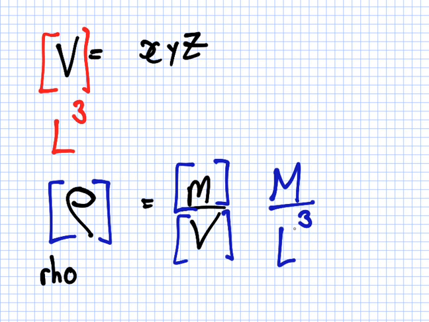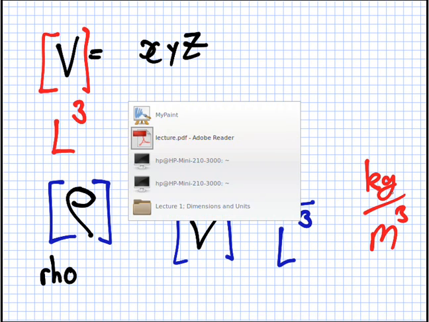By the way, what would the unit be? What's mass? Kilogram, yeah. And length? Meter cubed. So this would be kilograms per meter cubed. That might look familiar to some of you. Is there any more or was that the last one? Yeah, that's the last one. Okay.